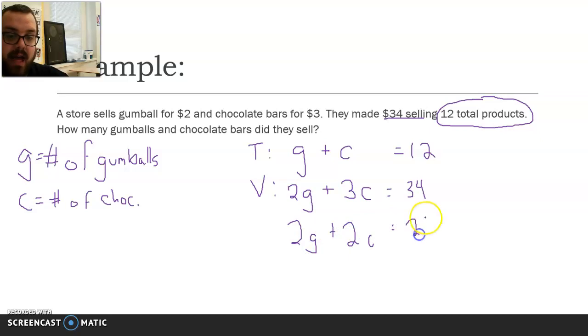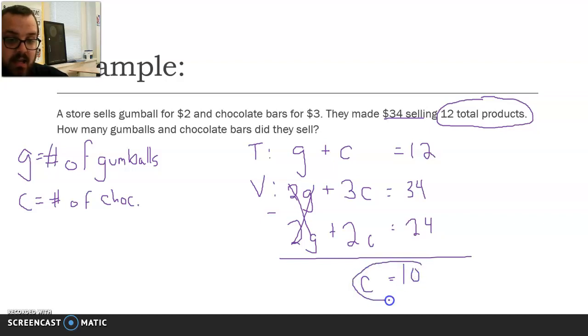I'm then going to subtract these two to cancel some things out so I can solve. So the G's will go away. I'm going to get C, and over here I'm going to get 10. So I now see that I sold 10 chocolate bars, okay? Well, if I sold 10 chocolate bars, I go ahead and plug it back into one of these two equations. I'll pick this one up here.